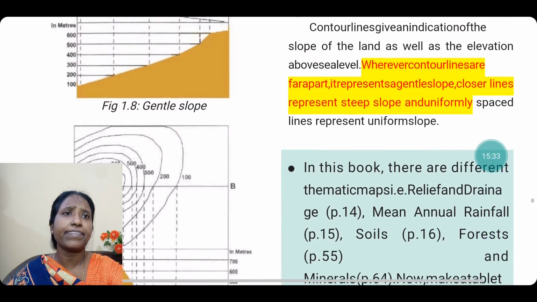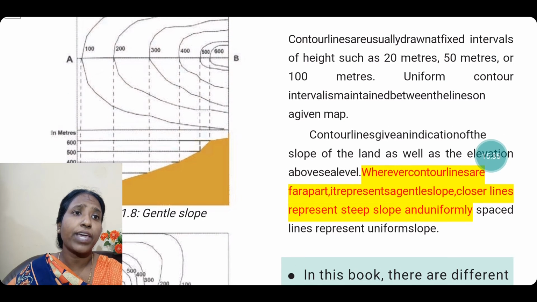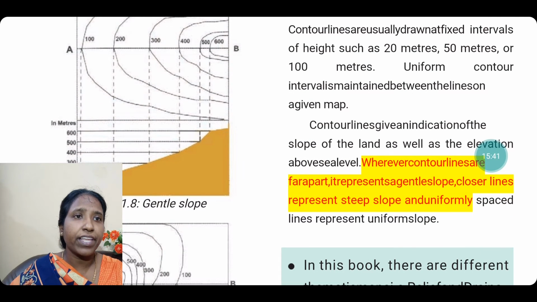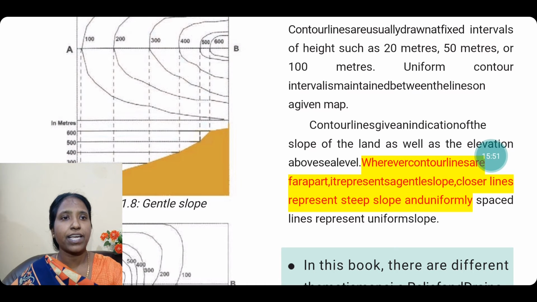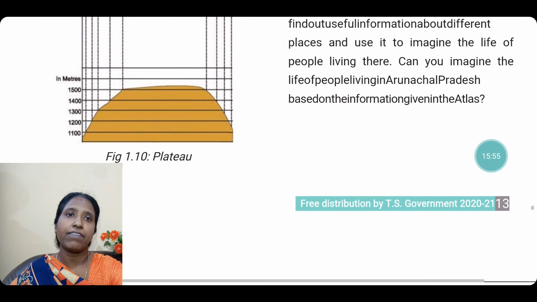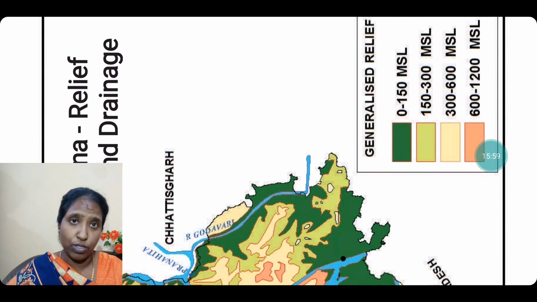Right. And another thing that we see is, now you see in figure 1.8, wherever the contour lines are far apart, it represents a gentle slope. Closer lines represent a steep slope, and uniformly spaced lines represent a uniform slope. So with that we can understand whether they are steep slopes, gentle slopes, or very uniform slopes.